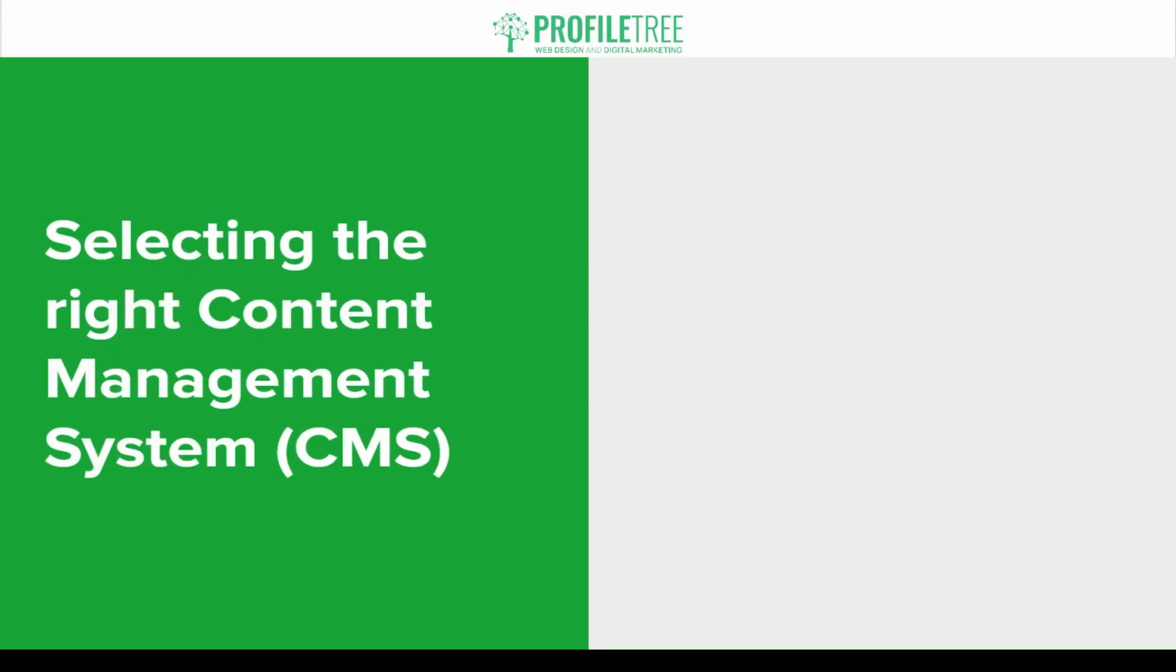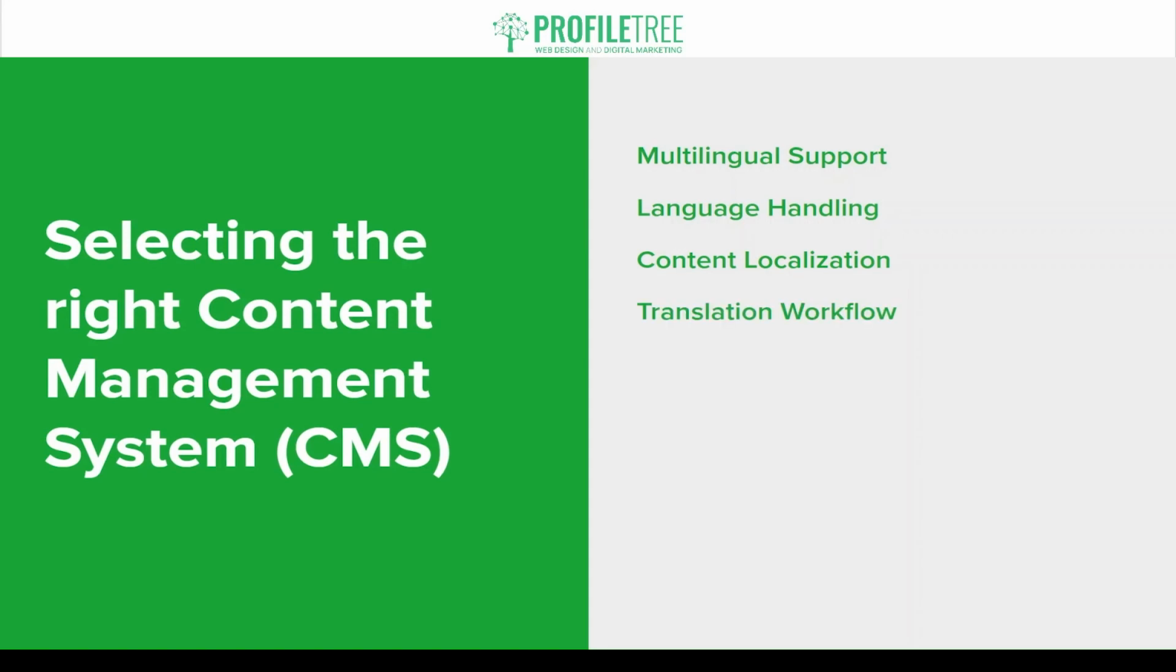You want to consider a CMS that gives multilingual support. It should allow you to create and manage content in multiple languages really easily. You should be able to check how the CMS handles language and character sets. It should support the language encoding required for the languages you plan to use. Look for CMS features that support content localization, including date and time formats, currency, and regional variations.